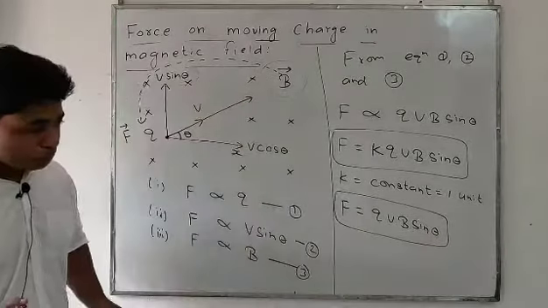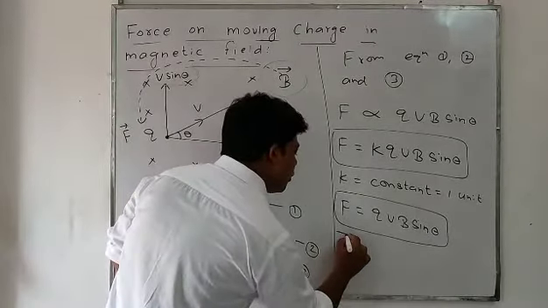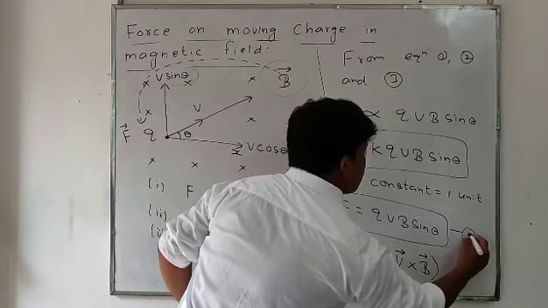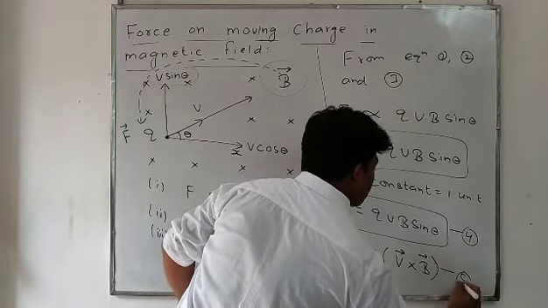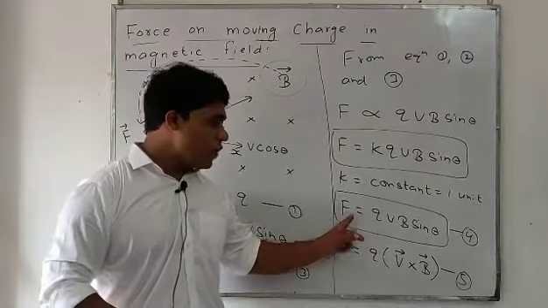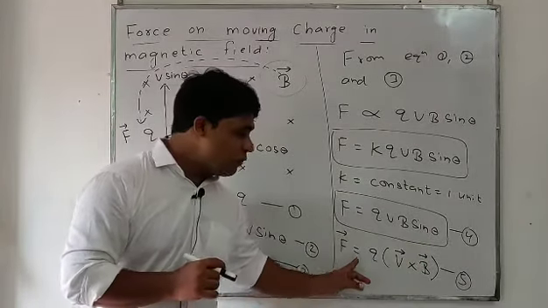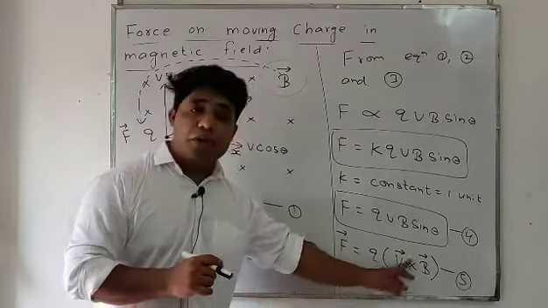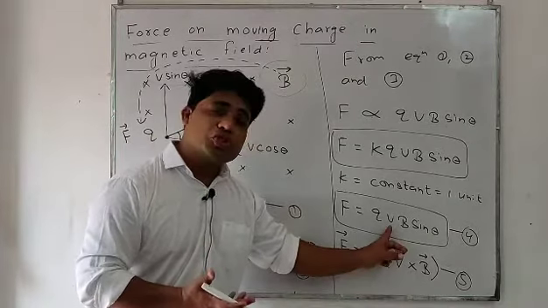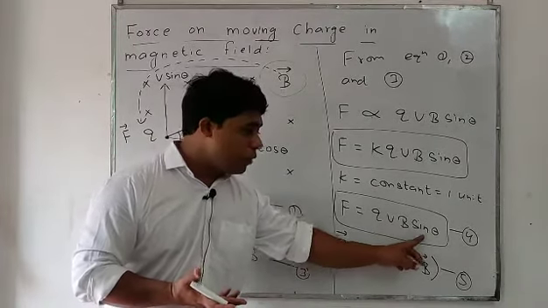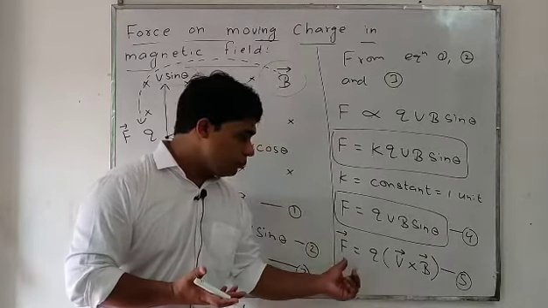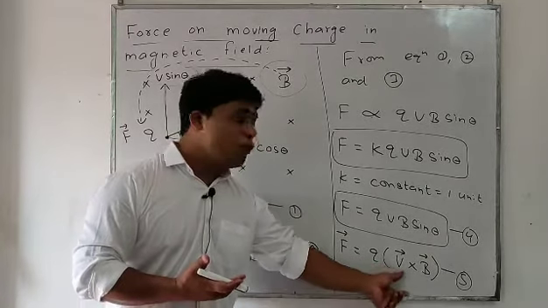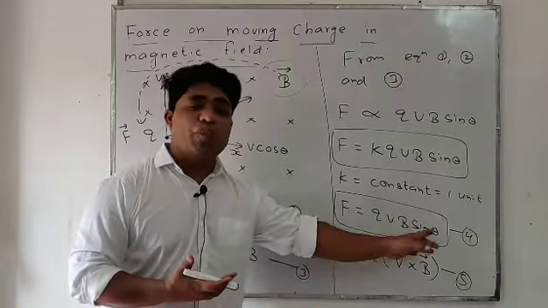This is the simple form, and what will be its vector form? F equals Q vector V cross vector B. Equation fourth, and that will be equation fifth, and this is the final form: F equals Q V B sin theta, or F equals Q V cross B. Students, we know whenever we remove the sine, a cross comes. Velocity is a vector, magnetic field is a vector. When we remove the sine, there comes a cross. So you get F equals Q V cross B, or F equals Q V B sin theta.